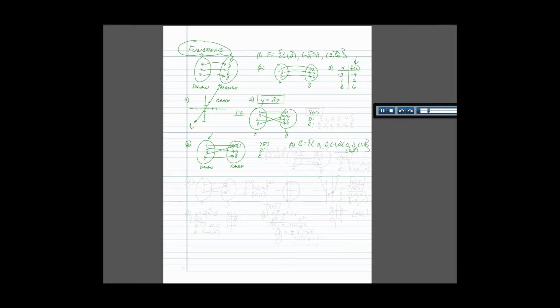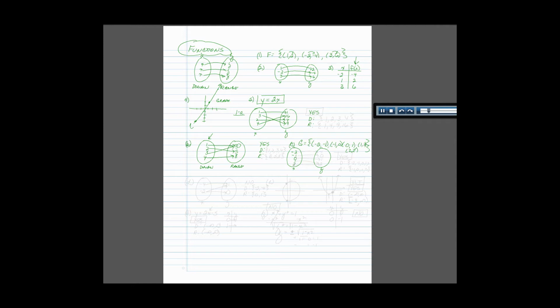Because I think it's easier to see it from a mapping, I'm going to list all my x's here and my y's here, and I'm going to see how they map. So my x's are -2, -1, 0, 1, and 2.